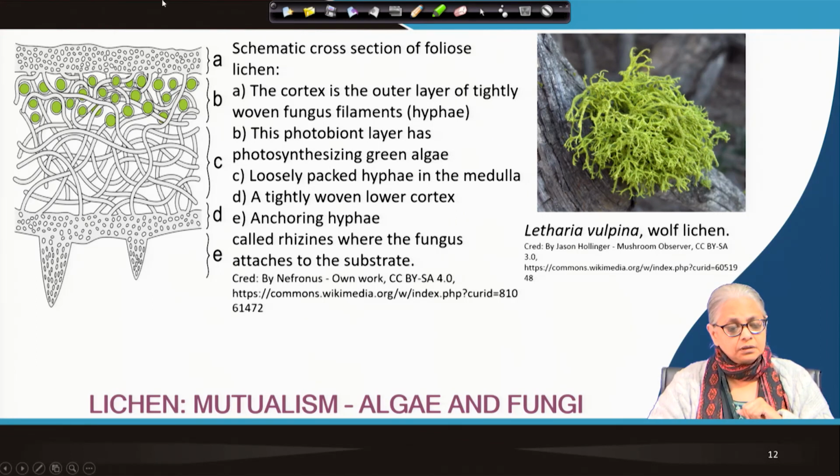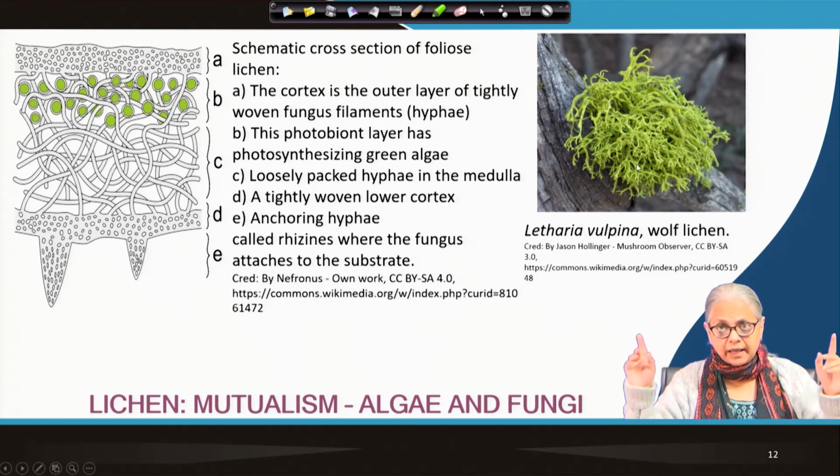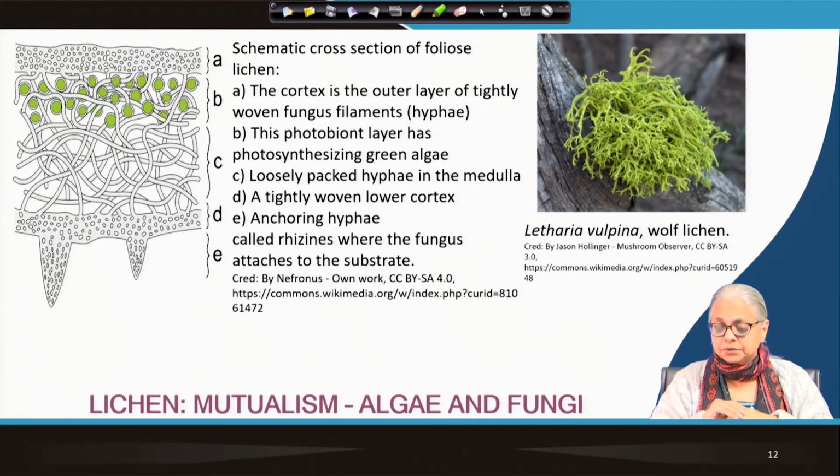So this is the cross section of the lichen, and this is what they look like. This is just one example. It's got more hair on it. Some of them have very little hair on them. They have just a felt-like appearance. So you get all kinds of different microorganisms in the environment depending on the nature of the environmental conditions.